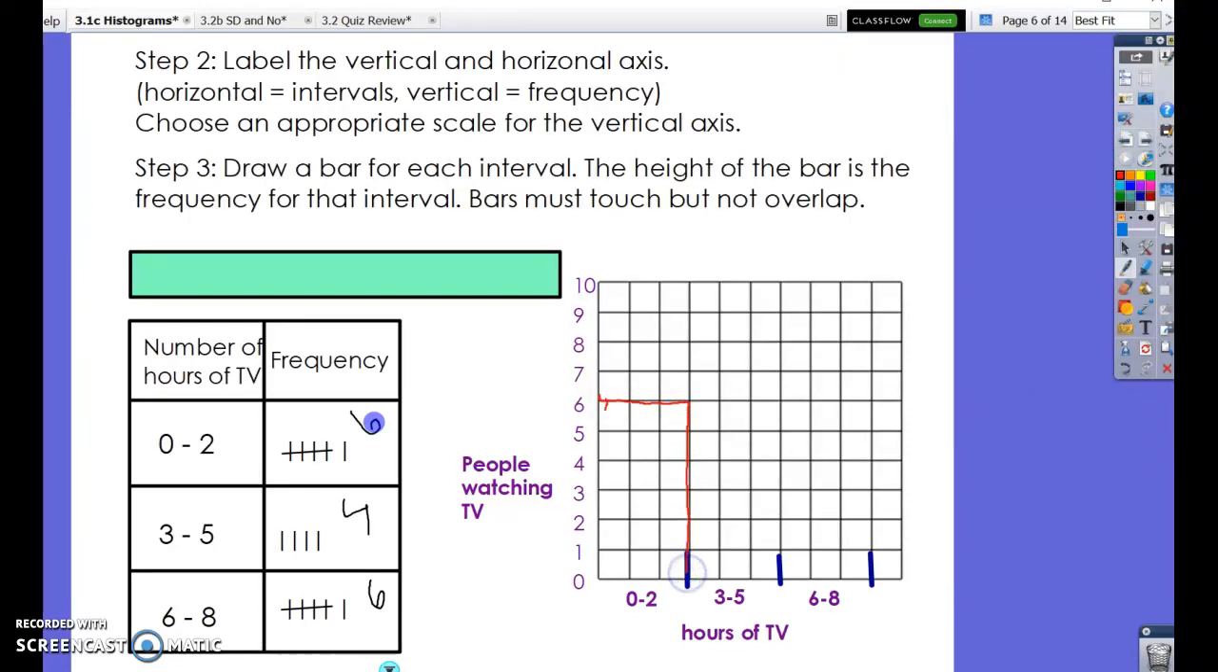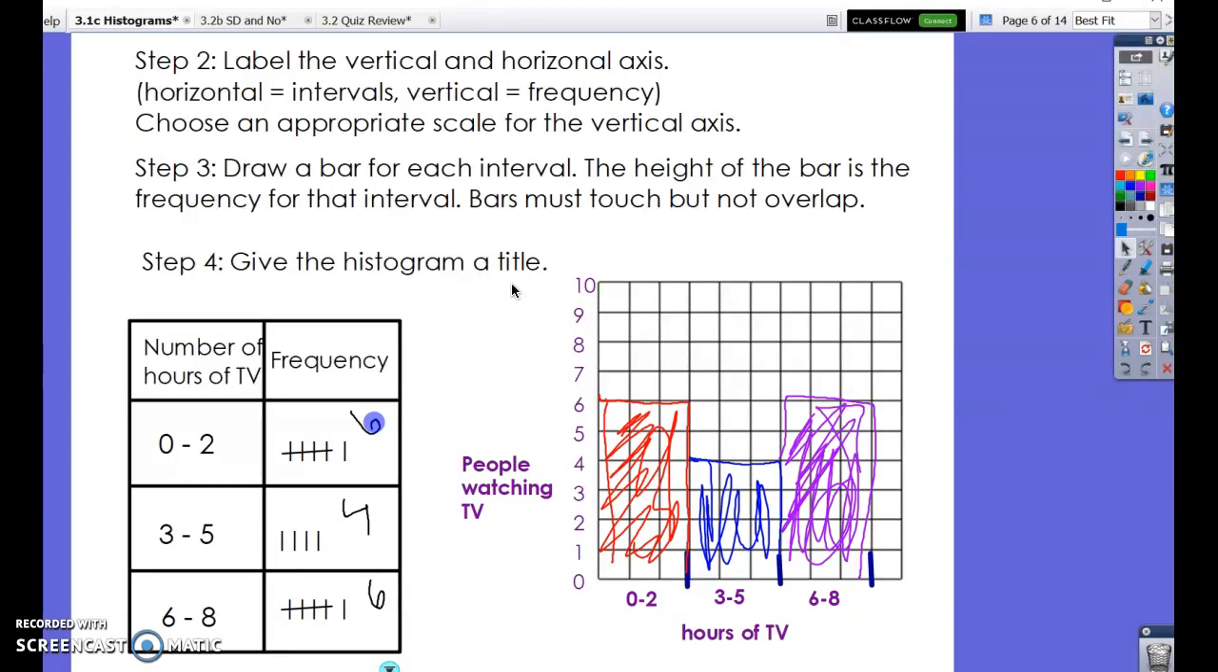Well, 0 to 2 starts way up here at 6, and then I'm going to shade it in. Okay, 3 to 5, well, that's a little bit lower, so that'd be here at 4, and then we'd shade that in. Last but not least, we have 6 to 8, that's way up here at 6 again, and we would shade that in. Notice how there are no gaps between my bars. As soon as one ends, the other picks up.